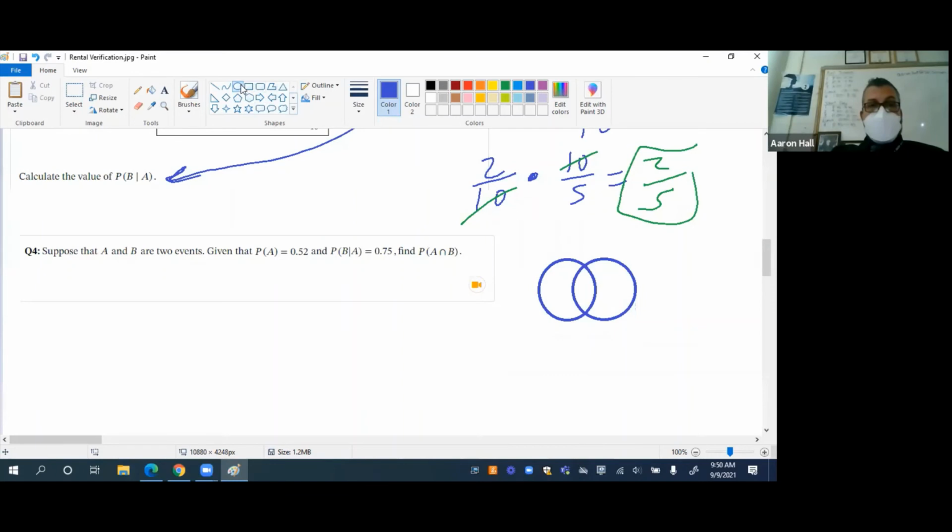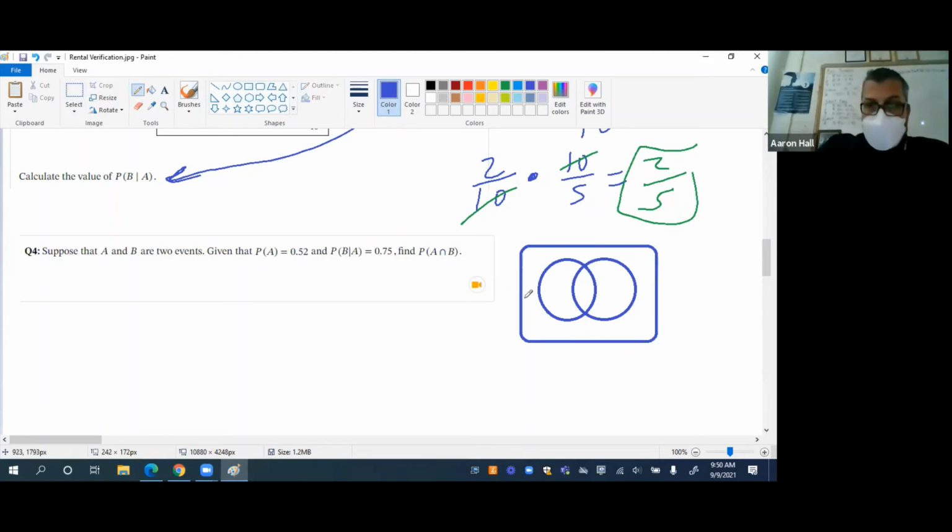So then we have our universal set. Here's our universal. I don't know what A and B are, but I'll just label this anyway. This is my A value. This is my B value. And I know that A is 52%, so I'll write 0.52. Is that okay?